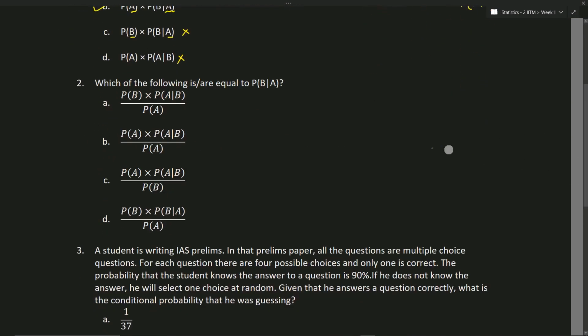Second one, which of the following is or are equal to probability of B given A? Okay, so this is nothing but probability of B intersection A divided by probability of A. So this can be written as probability of A given B times probability of B divided by probability of A. So this option is right.